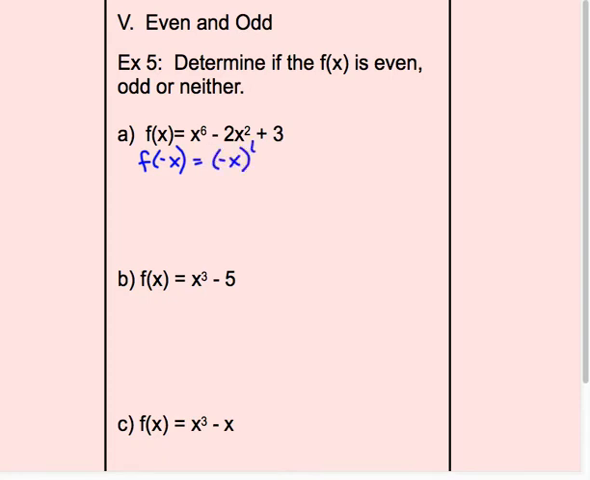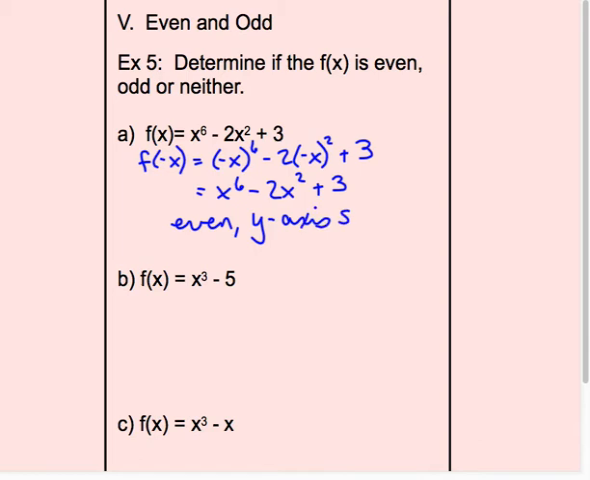So I'm going to start by replacing my x's with a negative x. In this case, negative x to the 6th power cancels, leaving me with x to the 6th. Again, negative x to the 2nd power, the negative cancels. So this is the function that I started with, which means that it is even. As a reminder, it also means it has y-axis symmetry.